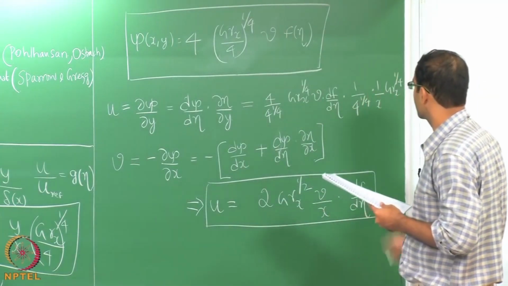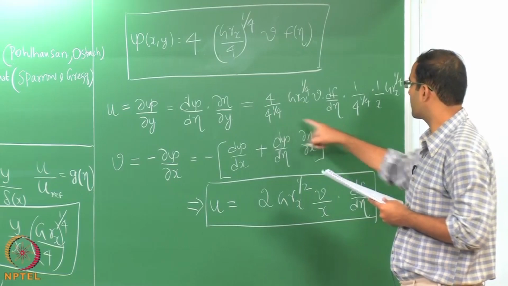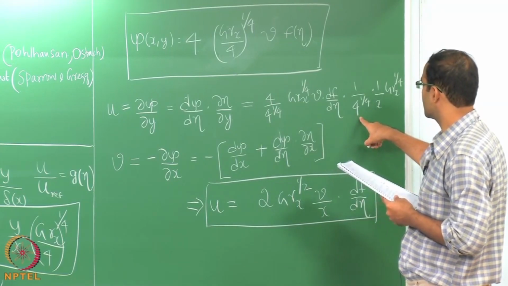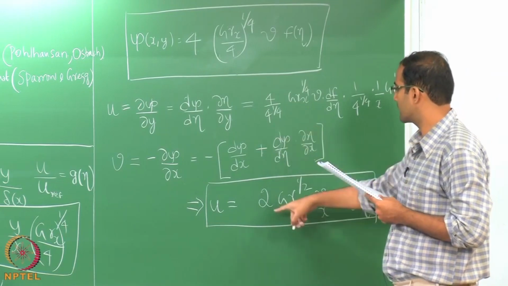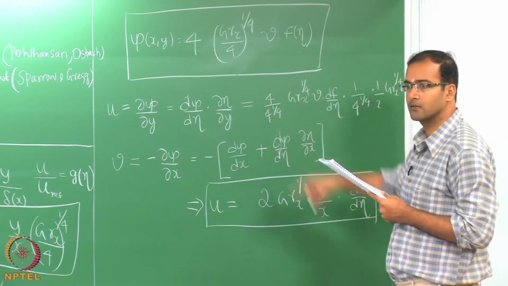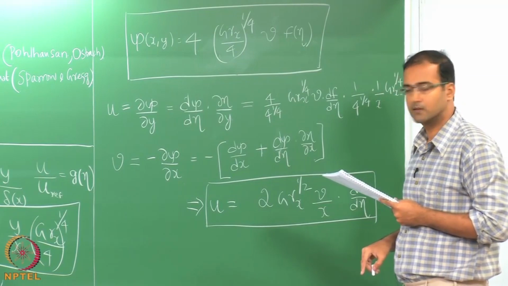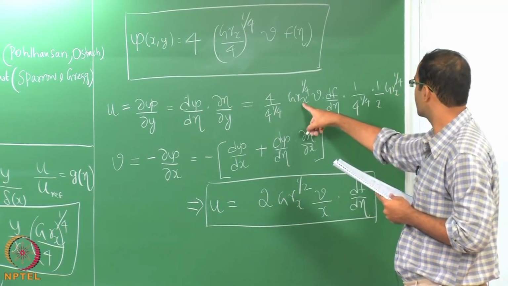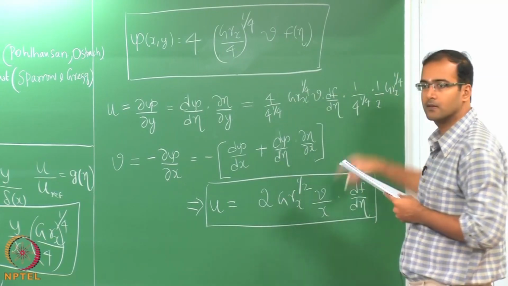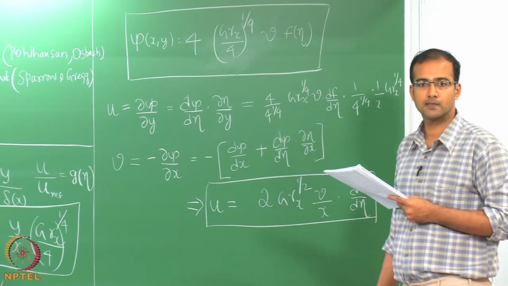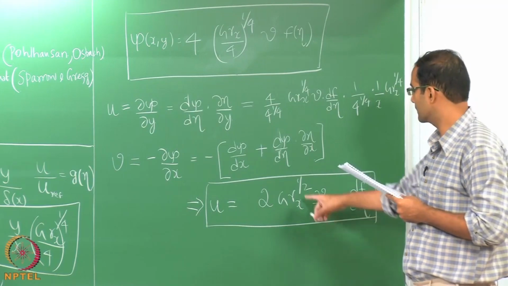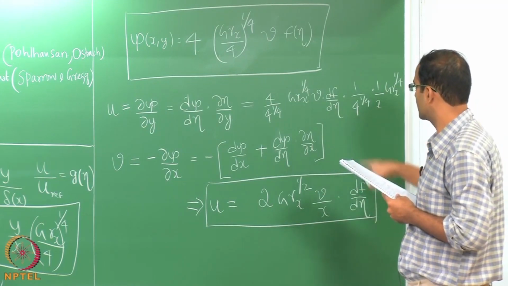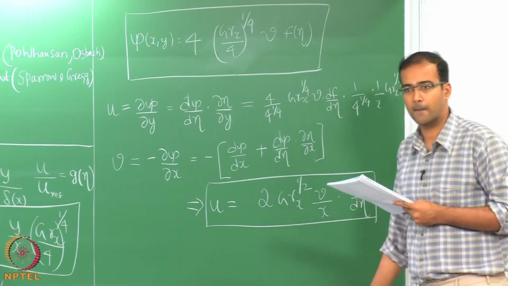Okay. So, we have 4 raised to the power 1 by 4 into 4 raised to the power 1 by 4. So, this becomes therefore 2 to the power 4 by 2, right. So, this is 2 and we have Grashof number raised to the power 1 by 4 into, so 1 by 4 plus 1 by 4. So, we have 1 by 2, okay, and then we have nu by x into df by d eta.